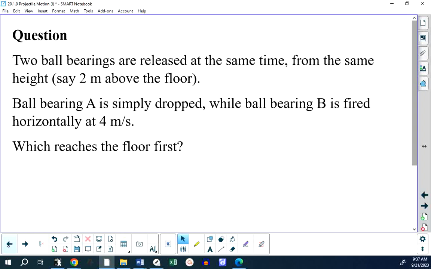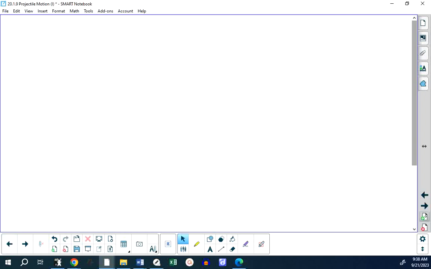Two objects are released at the same time from the same height, say 2 meters. I normally do this as a demo and I use about 2 meters, but we're going to do it from about, I don't know, 6 meters or 7 meters. One of these objects is simply dropped and the other is simply fired horizontally at a speed of 4 meters per second. So what's going on here is we've got a particular height.